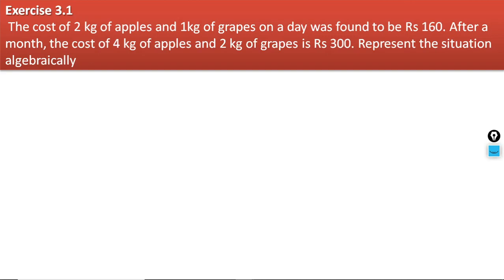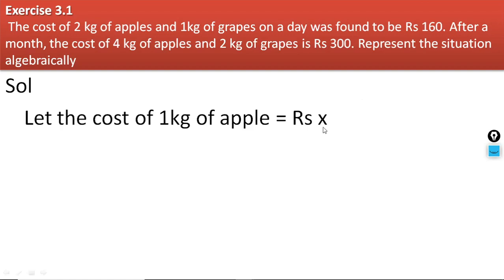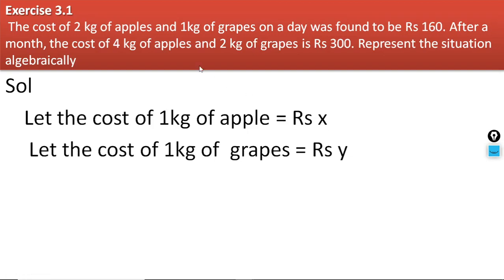Here the cost of 2 kg of apples and 1 kg of grapes on a day was found to be 160. Now students, your first step is to identify what to consider as x and y. It is quite clear from the question that the cost of 1 kg of apples and 1 kg of grapes are the quantities that vary, so they will be considered as x and y. Now students, you have to understand one thing here: the cost of 1 kg of apple is to be considered as x and the cost of 1 kg of grapes is to be considered as y. Don't make the mistake of considering the cost of 2 kg of apples as x.